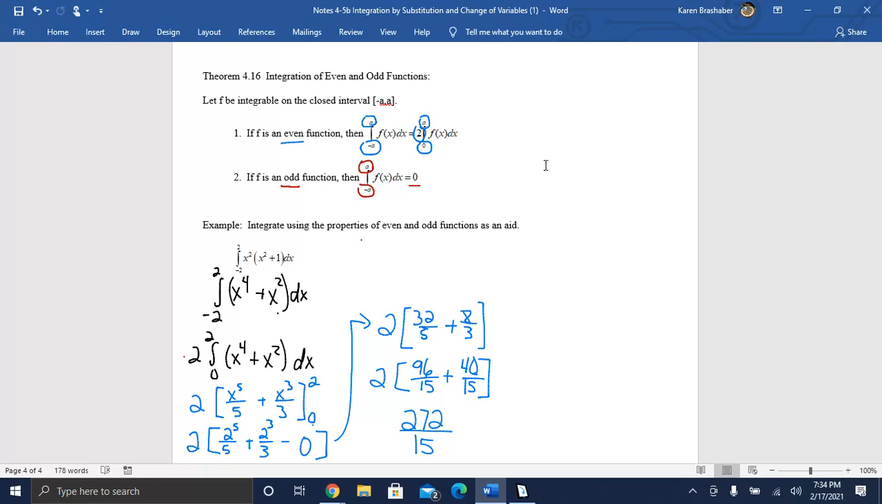So this is actually your last integration technique before we jump into our next unit, which will involve logarithms. So we're going to wrap up this unit with this lesson, and make sure that you are staying up on your homework and asking questions as you need them.